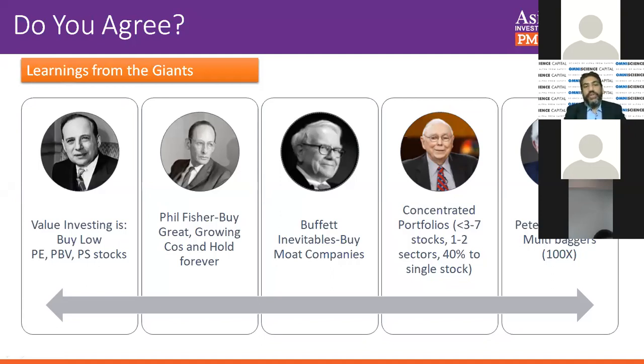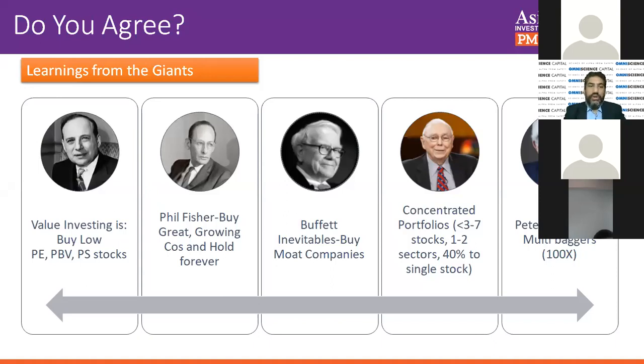Now, a lot of people are familiar with these names. On the left side is Benjamin Graham, guru of Warren Buffett. Then there is Phil Fisher, he is also a guru of Warren Buffett. Warren Buffett himself, his partner Charlie Munger, and then Peter Lynch in the last.